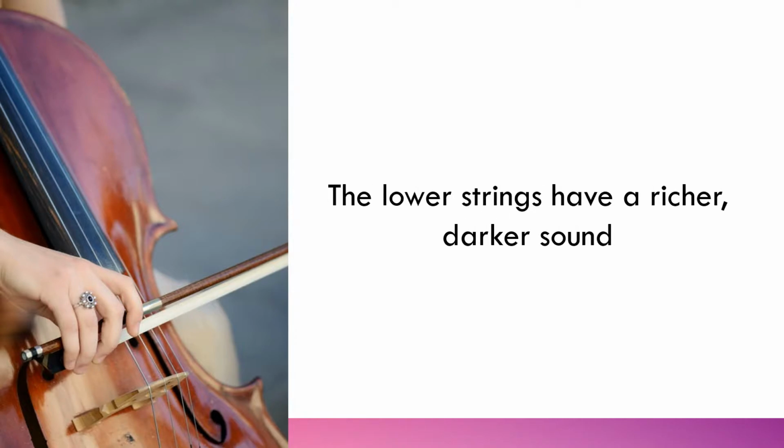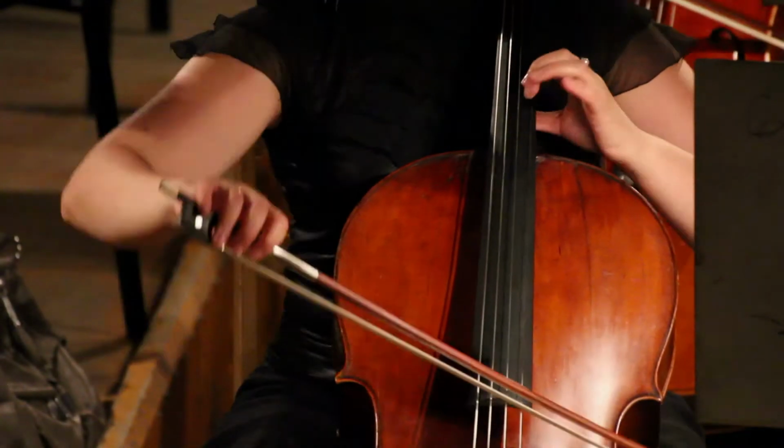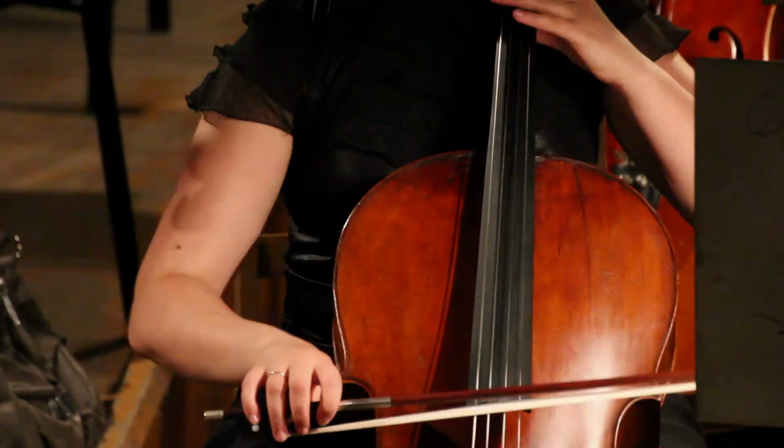The lower strings have a richer, darker sound, and to exploit this it is quite common for composers to write that a particular phrase should be played on a particular string. So what is the typical range of the cello? The cello's full range of more than 4 octaves gives it one of the most expansive ranges of any instrument you can play. When compared to viola and violin, the cello employs a larger usable range. In fact, it's not unusual for the cello section in an orchestra to play higher than the viola section.